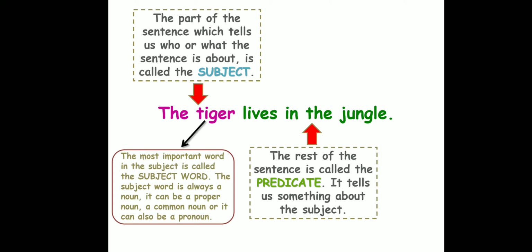A pronoun is something which takes the place of a noun. So, it can be a common noun, a proper noun, or a pronoun. In this sentence, tiger is the subject word and it is a common noun. So tiger is a subject word which is a common noun. Alright. So I think in this slide you are clear with what is subject, what is predicate, and what is a subject word. This is the first thing that you need to understand in this chapter.